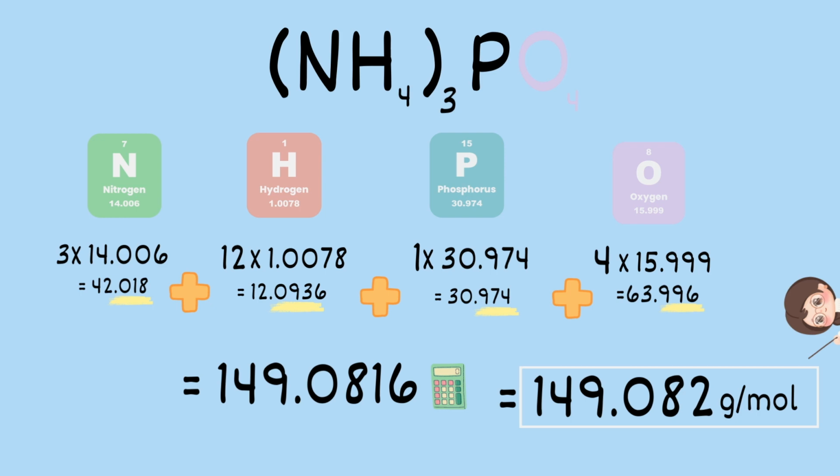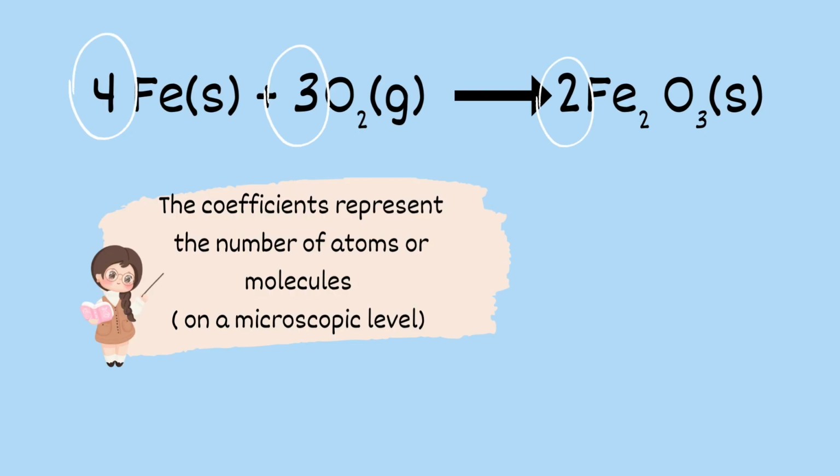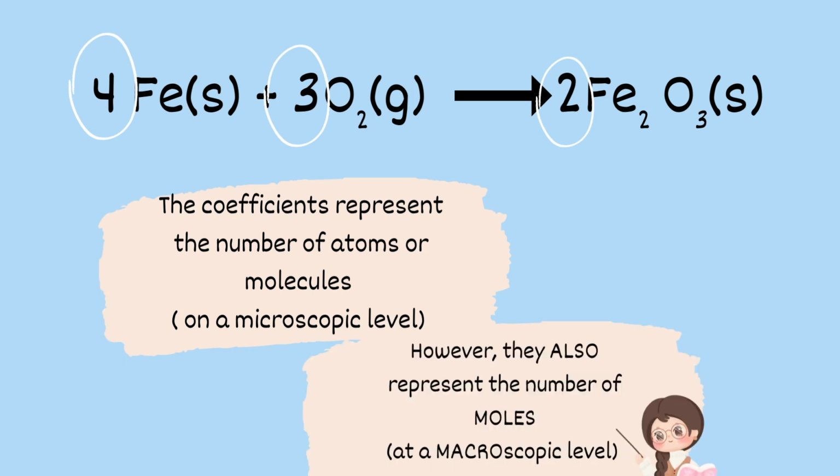Okay, there is one last thing I want to share with you. It's probably something you're familiar with, and it's a very easy thing to remember. So, we have a chemical formula here, and do you remember what the coefficient represents? The coefficient represents the number of atoms or molecules on a microscopic level. However, it also represents the number of moles on a macroscopic level.